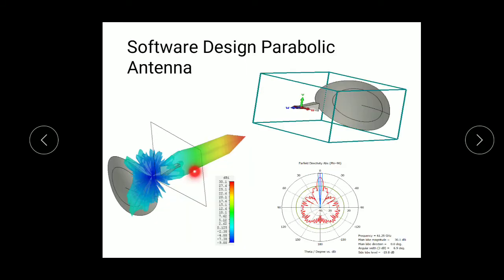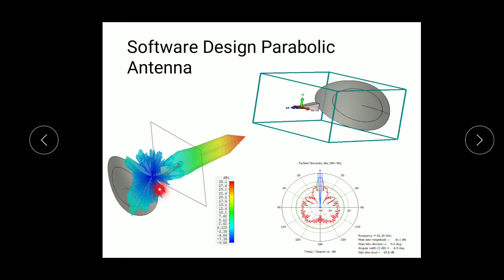This is basically the design of the parabolic reflector in the EM software. In this you can see the reflector structure and the horn antenna. And this is after simulation. After simulating this design, we get the 3D radiation pattern of the reflector antenna.